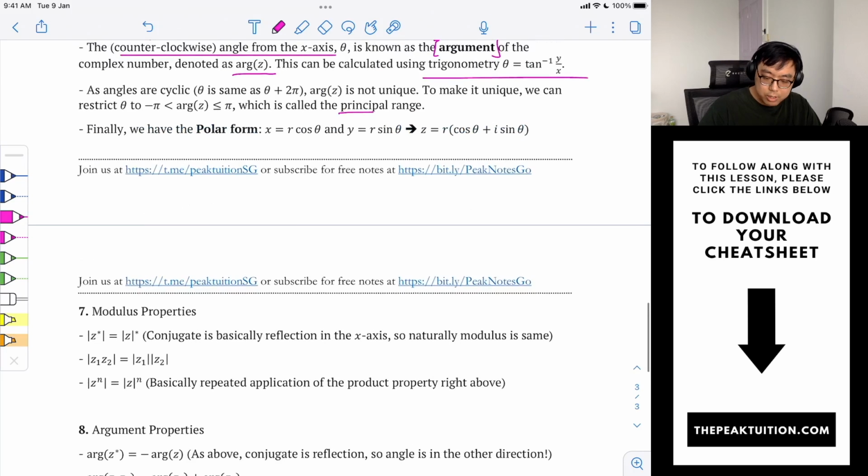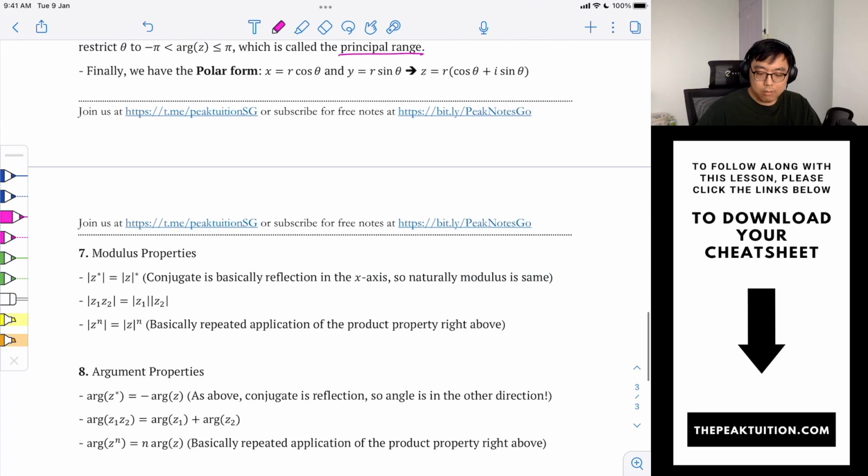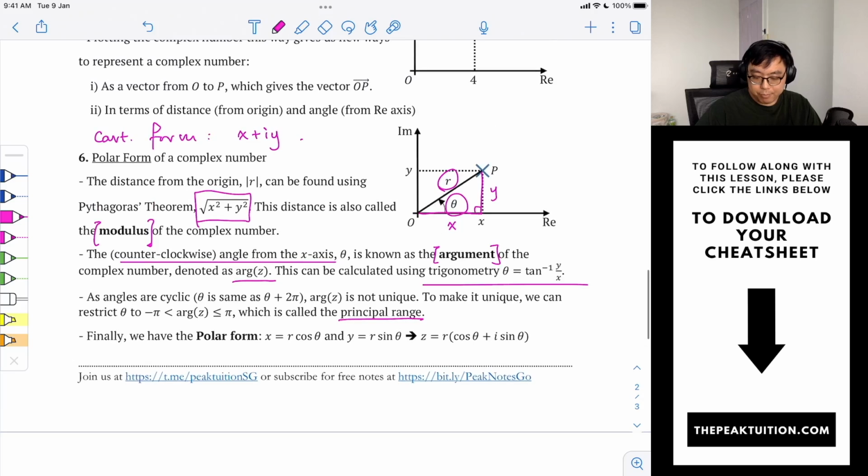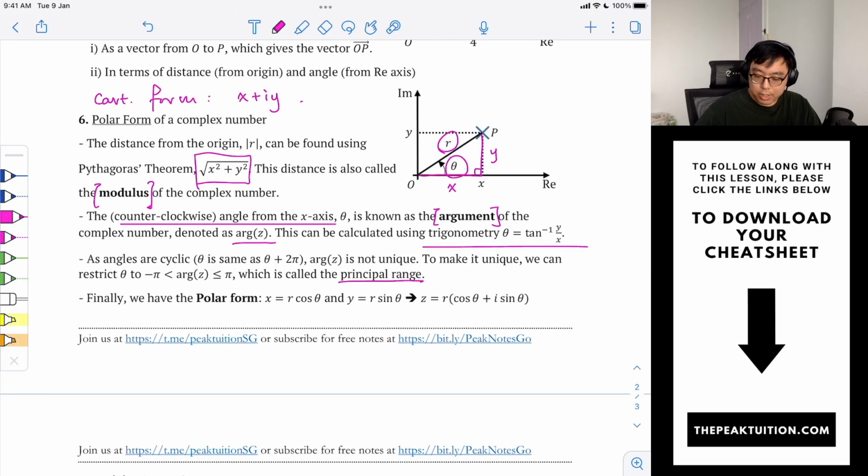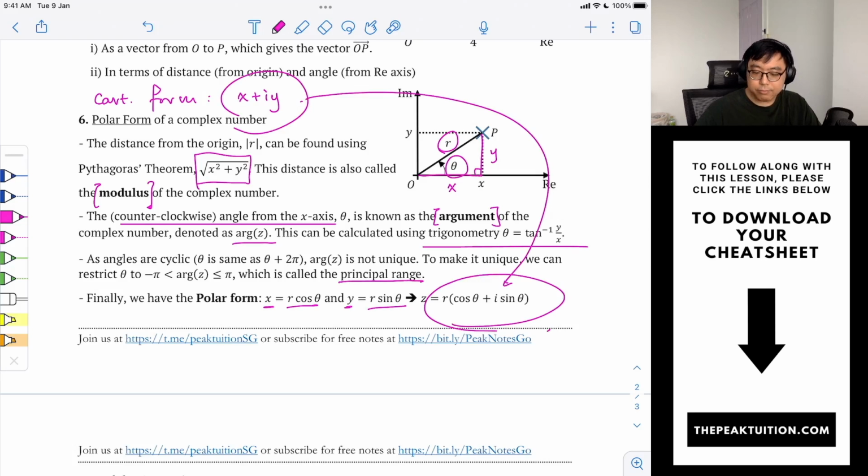Another terminology, yes. Finally, we have the polar form, which is written in terms of the angle and the distance. So we have x equals r cosine theta and y equals r sine theta, and we can write the Cartesian form in terms of this. Yeah, this is the polar form.